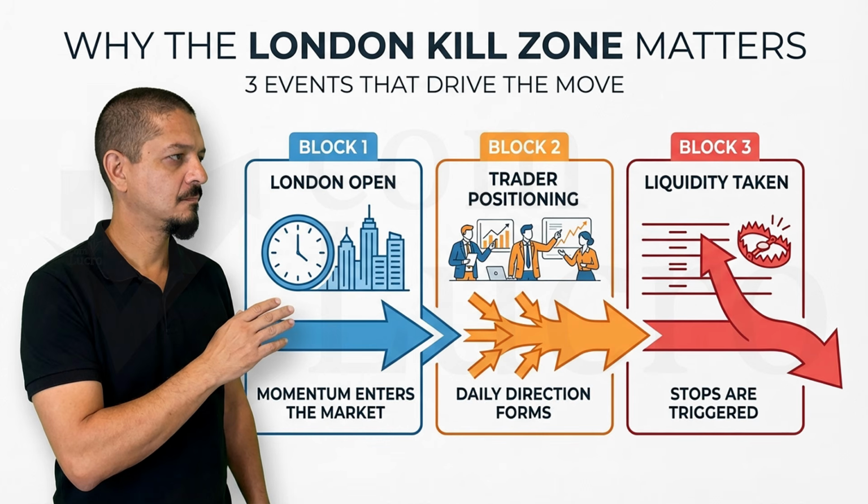During this period, several key events take place in the market. First, the London financial markets open, injecting strong momentum into price. Second, traders begin positioning themselves for the day, which often defines the daily direction. And third, liquidity is taken from previous highs or lows. Because of these factors, the London kill zone often generates strong price movements, along with clear and structured trading setups.